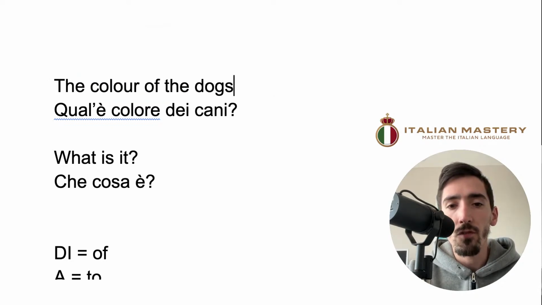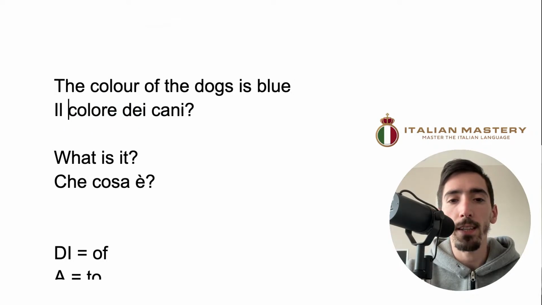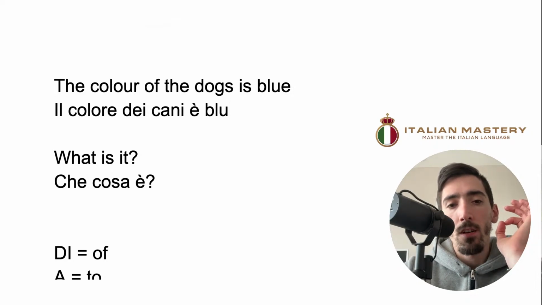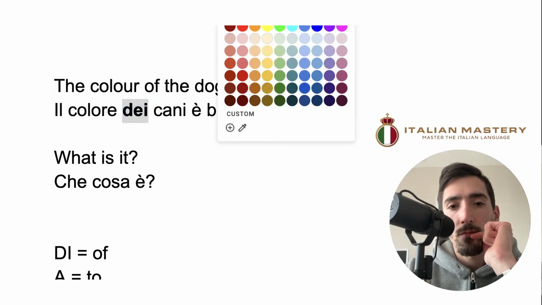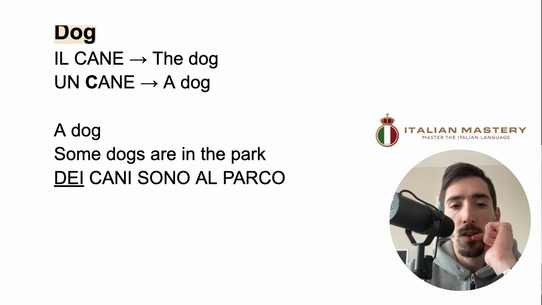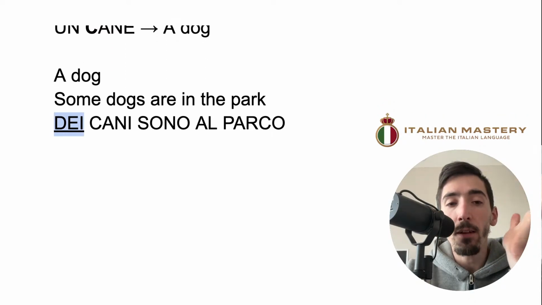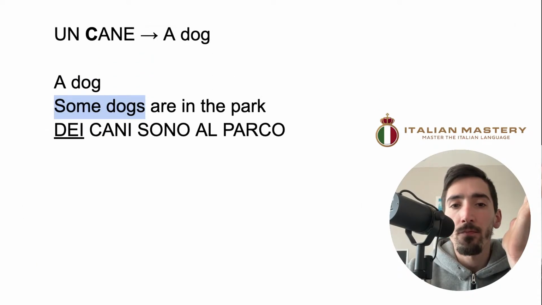Colore dei cani. We can actually change the sentence and just make it the color of the dogs is blue. So il colore dei cani è blu. Can you see the issue? Dei cani sono al parco. So this time dei is some, right? In this case, dei cani, some dogs. This is the translation.